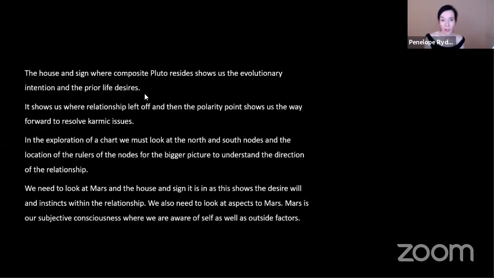In the exploration of a chart, we must look at the North Node and the South Node and the location of the rulers of the North Node and the South Node to get a bigger picture and understanding of the direction of the relationship. We need to look at Mars also, and the house and sign it is in, because this shows us the desire, the will and the instincts within the relationship. We also need to look at the aspects to Mars, and Mars is our subjective consciousness, where we are aware of self as well as outside factors.